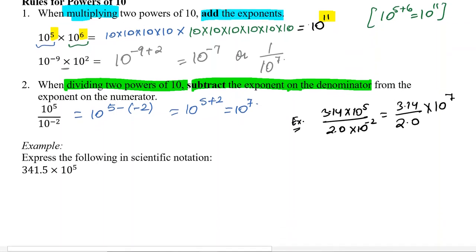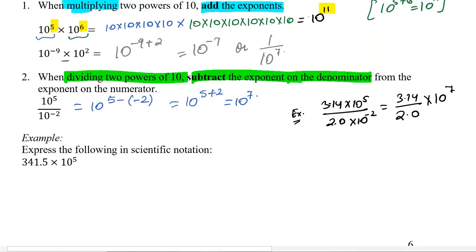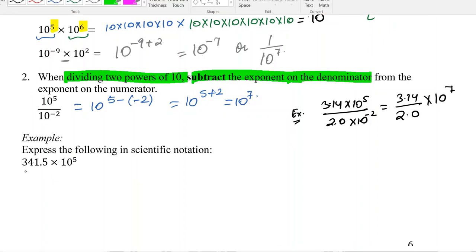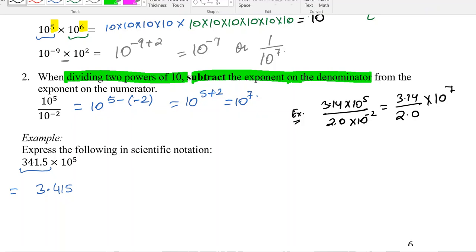All right, let's do some problems where we convert a number into scientific form. The first one is: express the following in scientific notation. In this one, let's deal with the number 341.5. Scientific notation means after the first non-zero digit, you put the decimal sign and write the rest of the digits as they are.